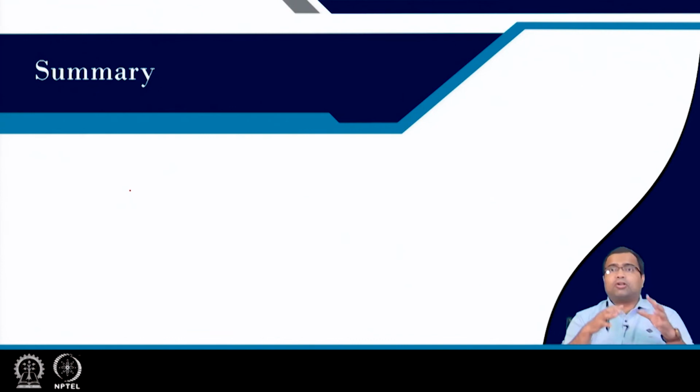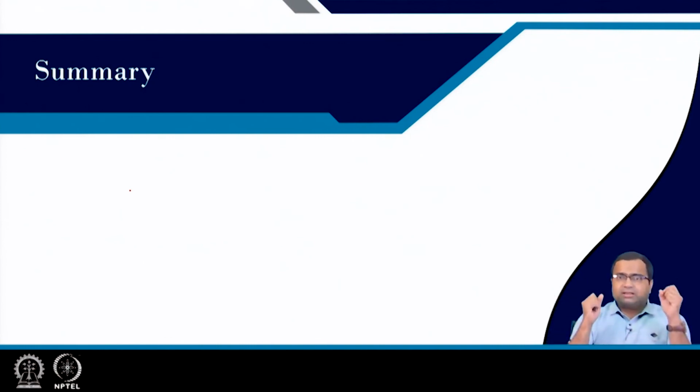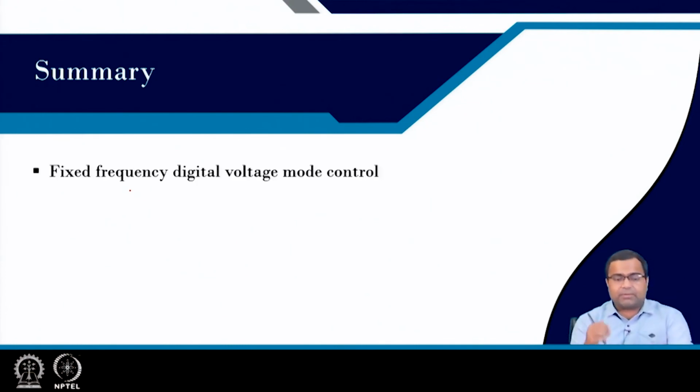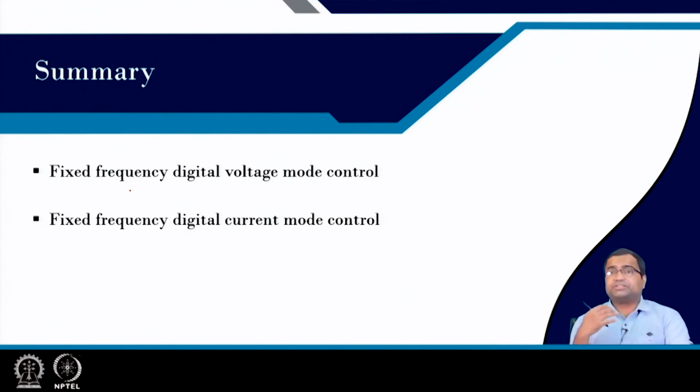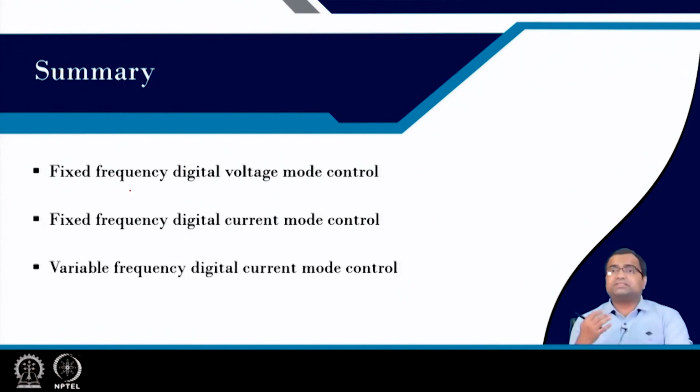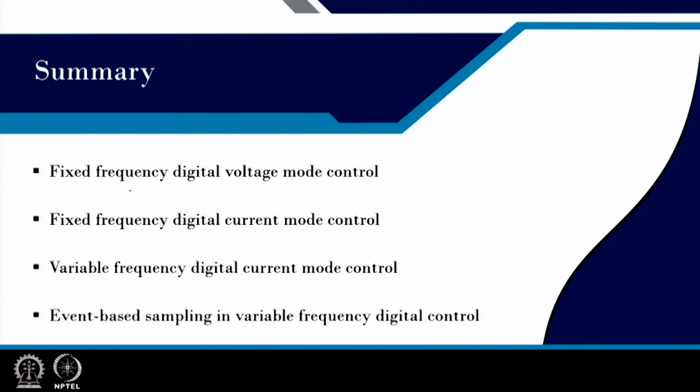So, we can also implement the peak current mode control for constant off time, and that we can discuss in the next lecture, where we will implement the peak current mode control with variable frequency modulation. So, in summary, we have discussed fixed frequency digital current mode and voltage mode control, then variable frequency digital current mode control, and event based sampling in variable frequency control for hysteresis as well as constant on time modulation, and it can achieve, as we will show in the next lecture, a wide stability range for a wide range of operation. So, with this I want to finish here. Thank you very much.